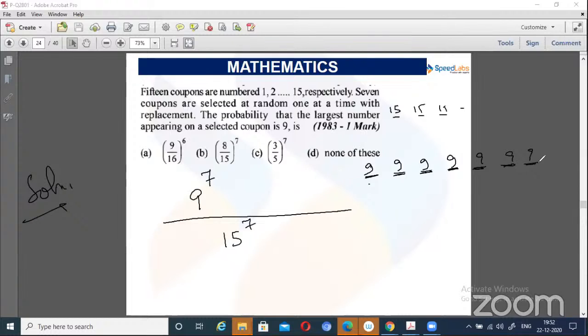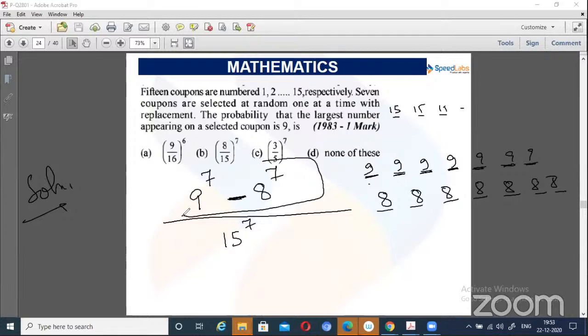So we want at least one of the coupons to show me a number 9. So I'll subtract all the ways when number 9 does not appear. So I'll do that: 8 power 8, for 8 coupons, minus 8 power 7. This ensures that at least one of the coupons shows me a number 9.